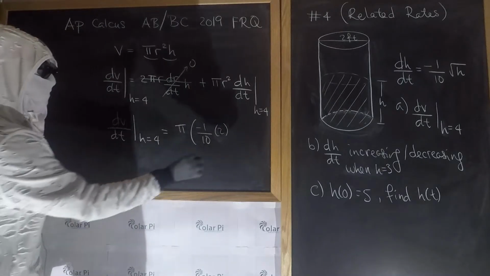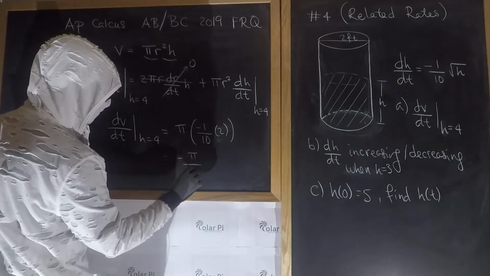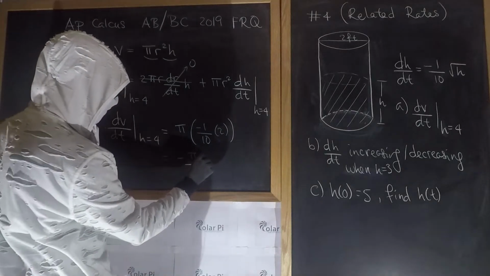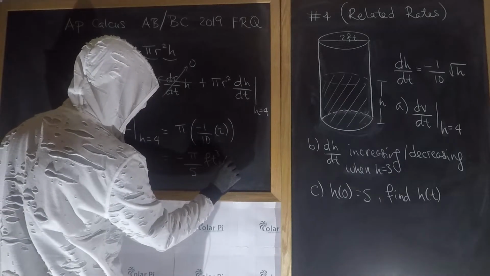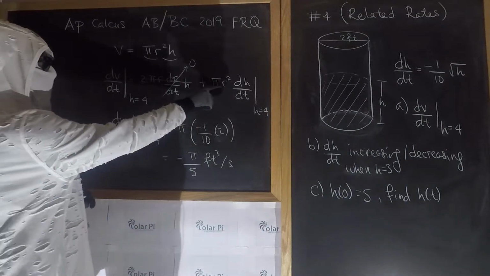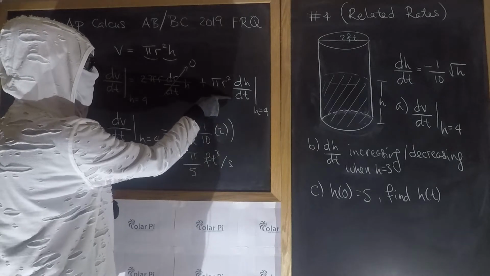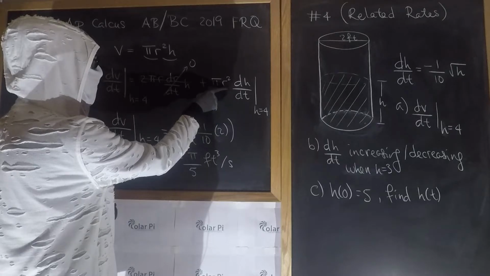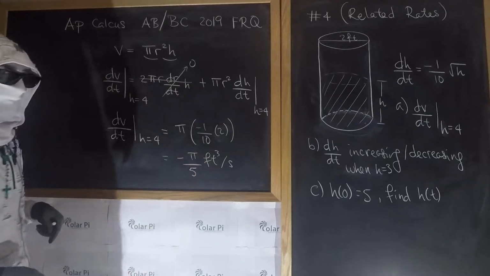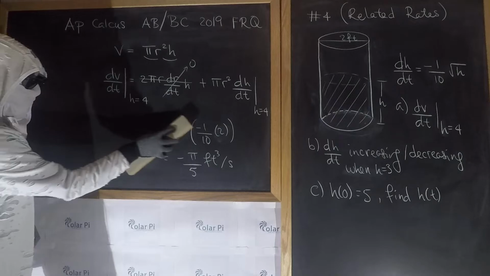If we simplify this, we get negative pi over 5, in feet cubed per second. It's feet cubed per second because even though r is 1, it's measured in feet and we've squared it, and then dh/dt is in feet per second. So we have feet squared times feet, which is feet cubed per second. So that's it for A, and let's move on to B.